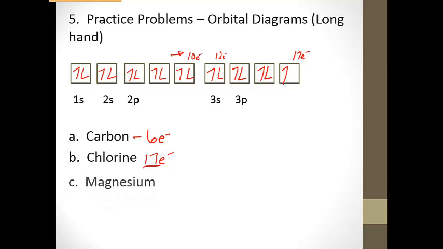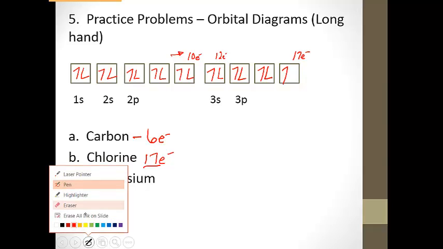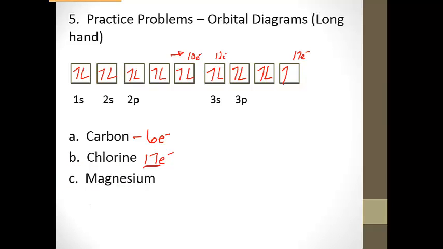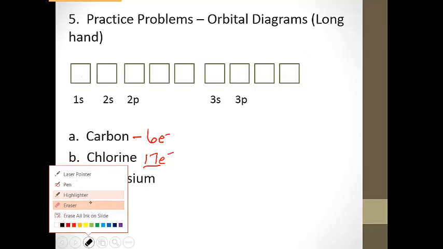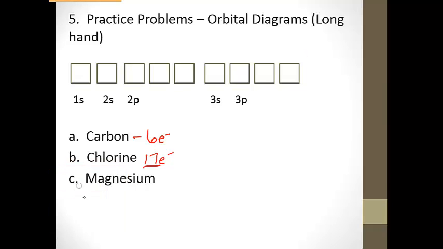All right, moving on to magnesium. Magnesium, if you look at your periodic table, is going to have 12. So let's erase all of this here. And again, we know that it has 12 because it should be the same as our number of protons. We don't have any plus or minus charges here. So magnesium has an atomic number of 12, which means it has 12 electrons.